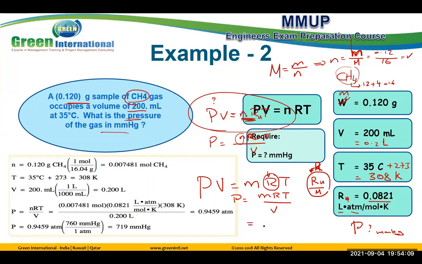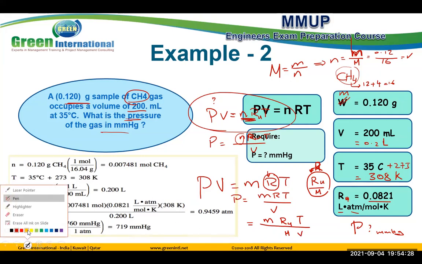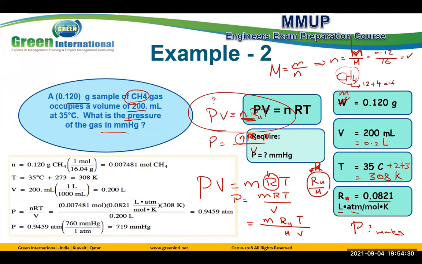So it is the same answer, but with a different way. Yes, sir, you have a question? So m, and this is R, I will write it R_u over M, and this is T, and this is V. It's exactly the same as we did in the two ways. We get the same at the end. Why? Because here m over M, what's the meaning of this? Actually it is n.